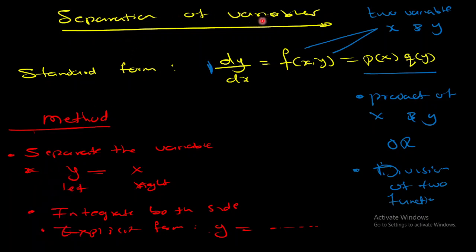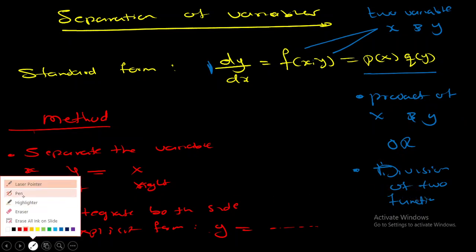So just a quick recap. We have separation of variables. The standard form for separation of variables is given by dy over dx, which equals f of x,y, which equals p of x multiplied by q of y. I mentioned this is very important: if you have anything in front of dy over dx in the standard form, you must get rid of it before you try to solve. Another thing, you are working with a function of two variables, meaning you will have x and y in the same equation. And lastly, our function on the right hand side can be a product of x and y, or it can be a division of two functions.